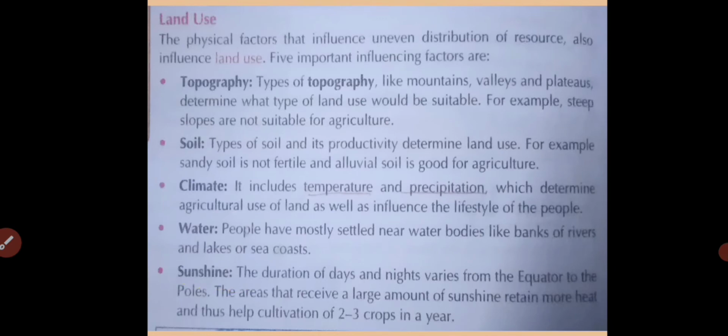Sunshine is another factor that affects the land use pattern of any area. As we know, as we move away from the equator, जैसे जैसे हम इक्वेटर से दूर चले जाते हैं, डे और नाइट का डिफरेंस बढ़ता जाता है और उसी के अकॉर्डिंग ही कितनी सनलाइट मिलेगी उसमें भी डिफरेंस आ जाता है. If an area receives a large amount of sunshine, then this helps in the cultivation of 2 or 3 crops. As we know, sunshine is very important for the cultivation of any crops.